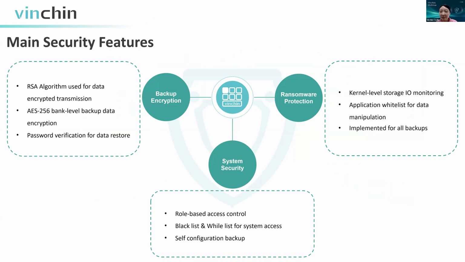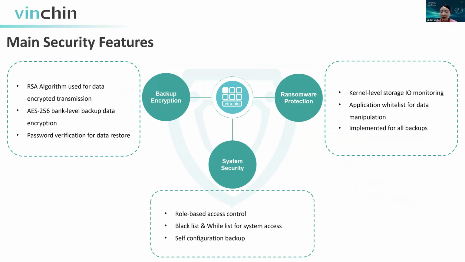And for the backup data, we can protect users' data safety from 3 dimensions. First, for backup data safety, Vinchin supports encrypted data transmission using the RSA algorithm, and uses AES-256, bank-level encryption, for backup data at rest.